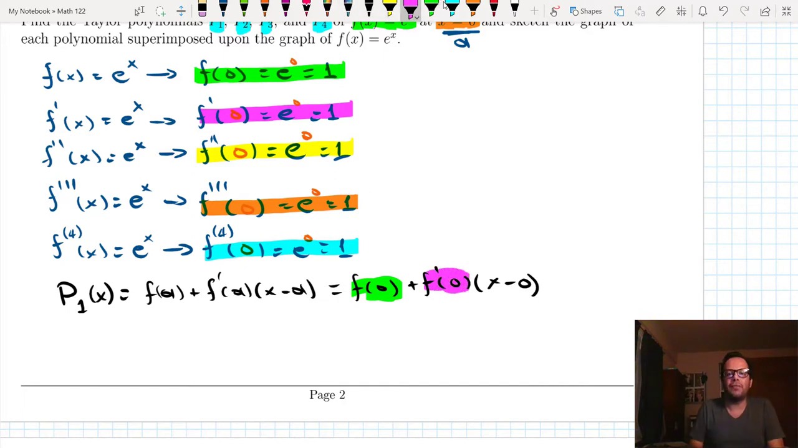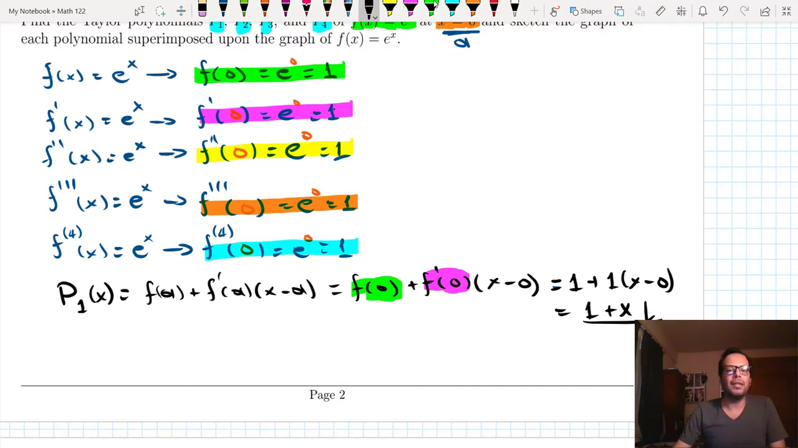Okay, so f of 0 is 1 plus f prime of 0, which is 1 also, times x minus 0. But x minus 0, isn't that the same as just x? So that is 1 plus x. So that'll be the first polynomial.